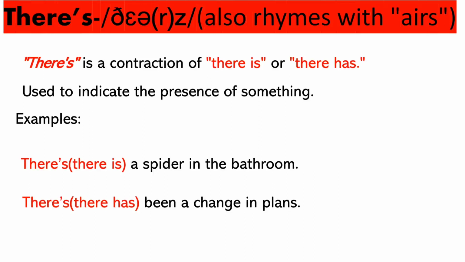Well, in the sentence, there's a spider in the bathroom, there's is a contraction of there is, indicating the presence of the spider in the bathroom. Similarly, in the sentence, there's been a change in the plans, there's is a contraction of there has, indicating the existence of a change in the plans.